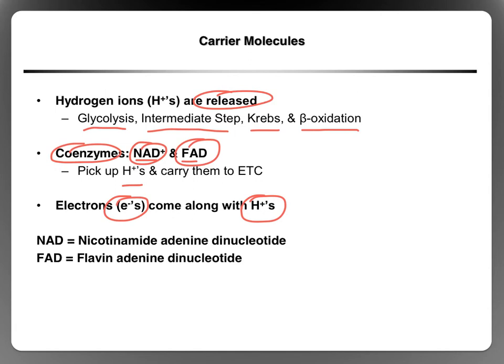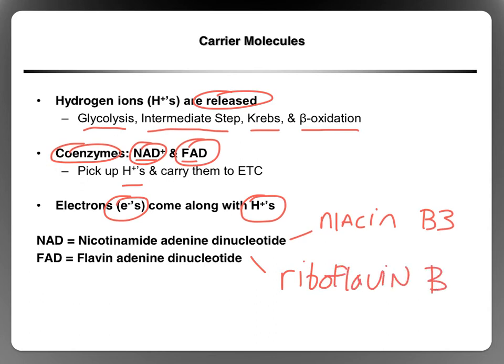You may know them by their more common names. Nicotinamide adenine dinucleotide is also called niacin, which is vitamin B3. And flavin adenine dinucleotide is also known as riboflavin, which is vitamin B2. So those are carrier molecules. They participate in the process of making ATP because they have the important role of carrying hydrogens and electrons to the electron transport chain. And as you will see, that's where we get most of our ATP.